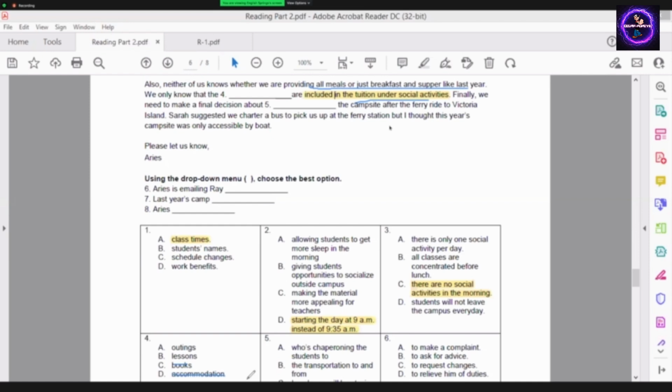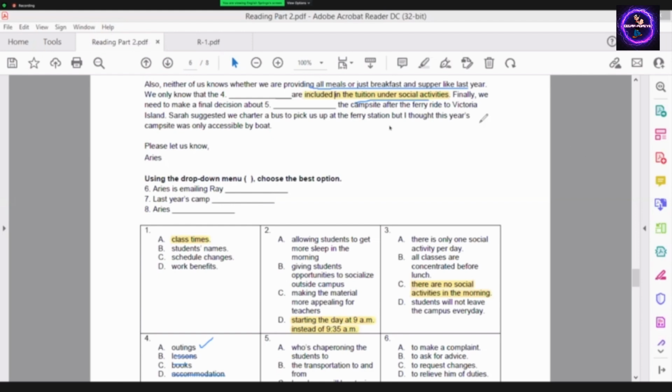Lessons again is classroom. So here, outings. Outings is what is included in tuition in the social activities. Social activities talk about outings and excursions mostly. Thus it is more suitable to use that word. If there was something related to food, lodging, then we could think of accommodation, but that is not given. So what we only know is this. We do not know what type of meals we are providing, breakfast, lunch, or breakfast, dinner. It's not sure.